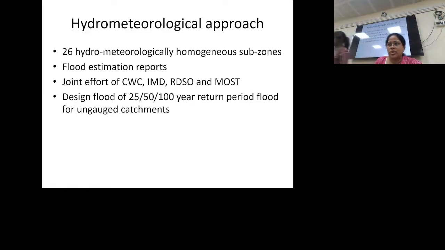These reports are joint efforts of CWC, that is the Central Water Commission, the Indian Meteorological Department, the Research Design and Standards Organisation, and the Ministry of Surface Transport. In these reports, a procedure for developing a unit hydrograph, and a flood hydrograph from that unit hydrograph, has been given for 25, 50, and 100-year return period floods.